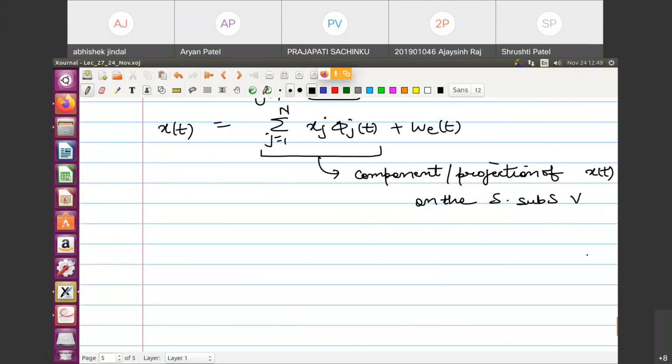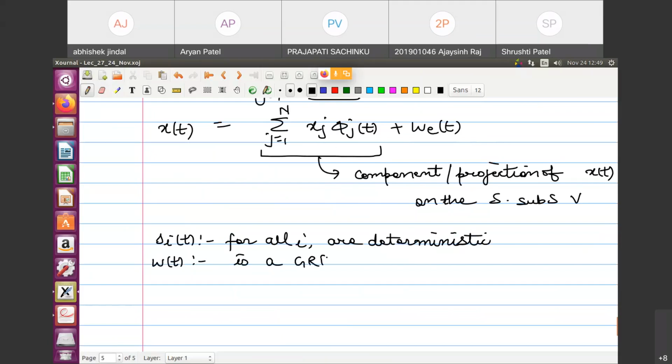Now let us do some characterization. Now the biggest thing is, what did we know? s_i(t) for all i are deterministic and W(t) is a Gaussian random process. Okay, so x(t) will also be a random process. But what about this? Whether it will be Gaussian or what sort of a random process?